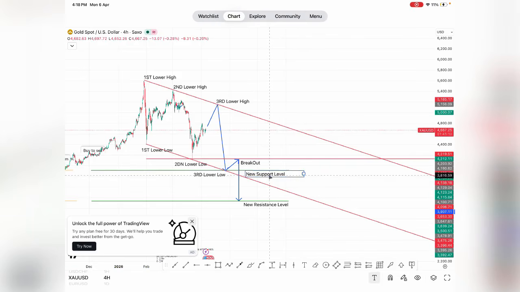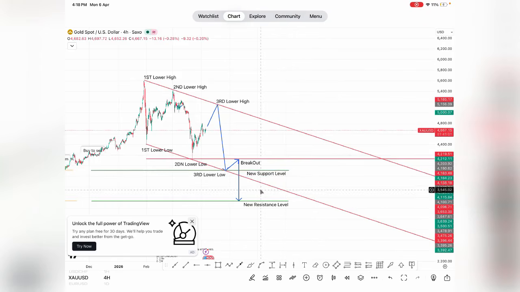So this is what I'm talking about. We're going to have a new support level at this point because that is where a breakout is going to happen. But afterwards, there's going to be a downward trend. So this new resistance level, until the new resistance level is broken again, still remains our resistance level.